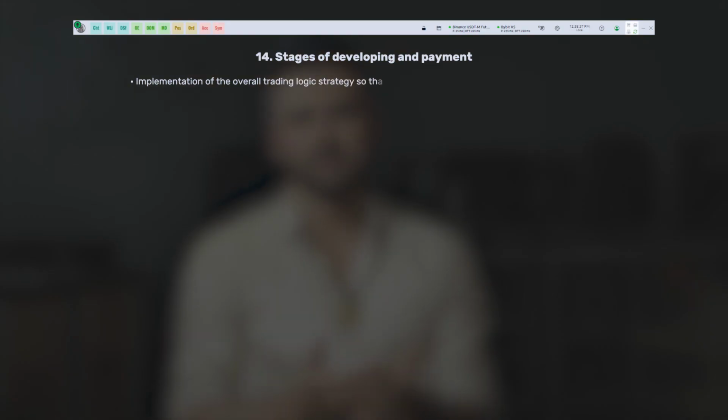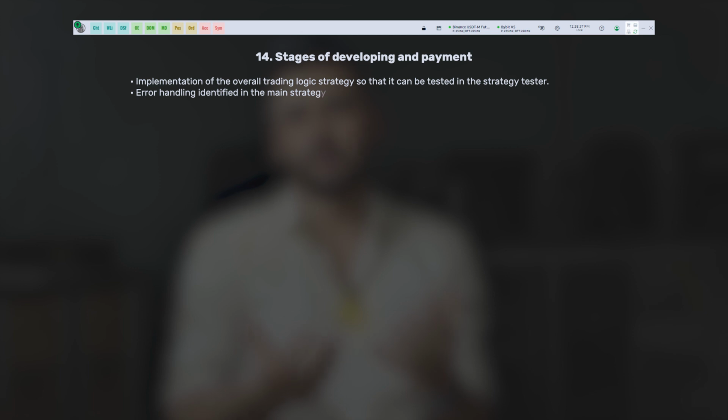Therefore, to save your money and the developer's time, it is customary to break the creation and improvement of the trading system into several stages, after the completion of each of which the client can refuse to continue the development process. Here's an example of stages. Implementation of the general trading logic of the strategy so that it can be tested in a strategy tester, far from real trading, but all the main trading metrics should already be available through testing on historical data.